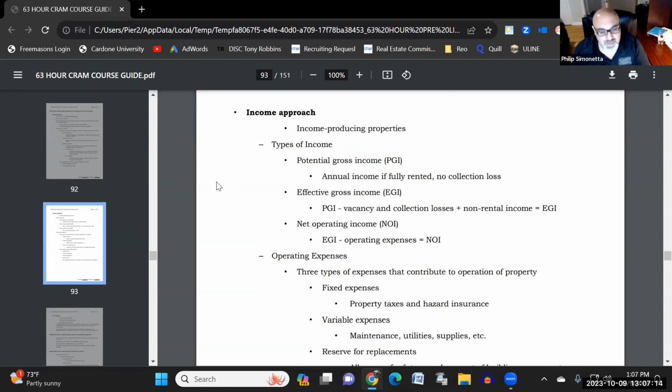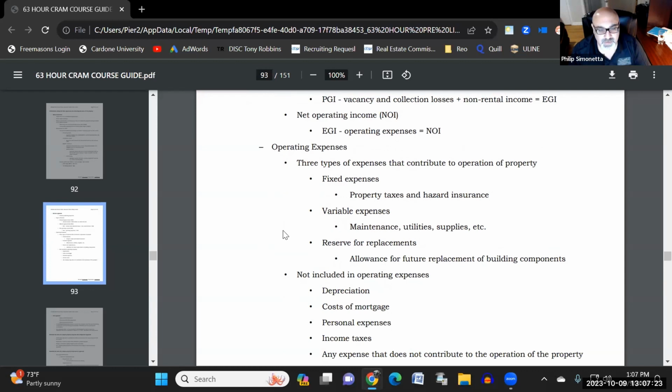And then you have your net operating income. That'll be your effective gross income minus any operating expenses. Okay, and that's going to throw off your cash flow. Let's talk about operating expenses. There's 3 types of expenses that contribute to operation of property.